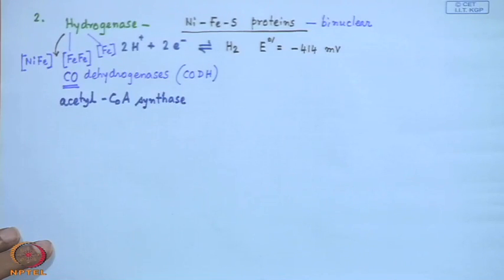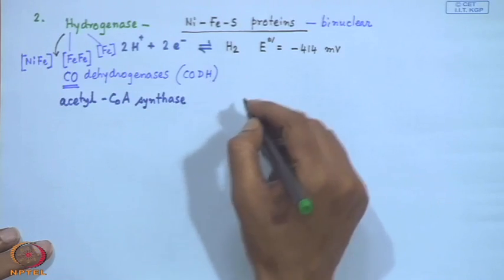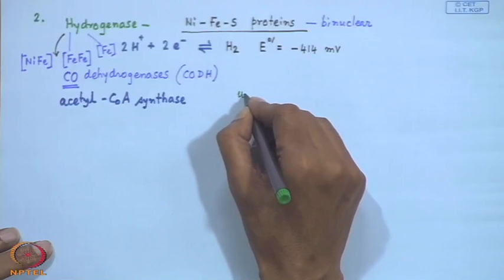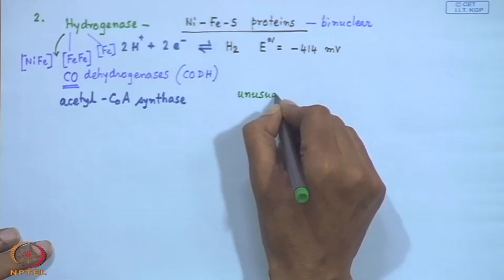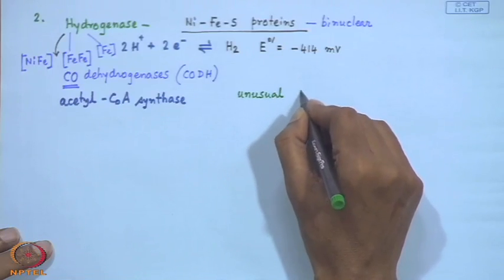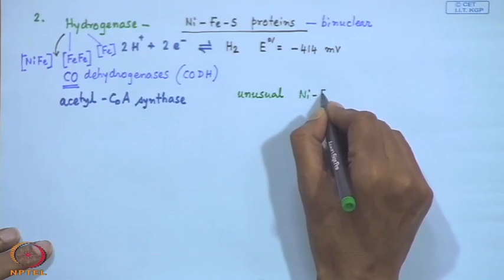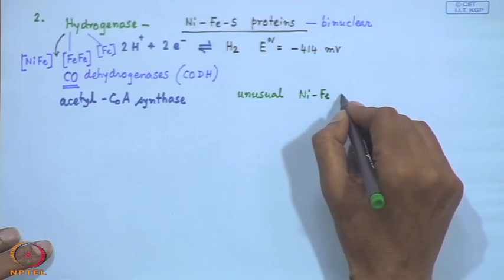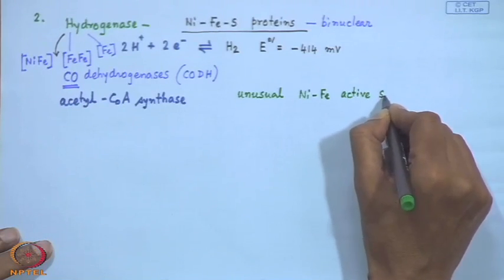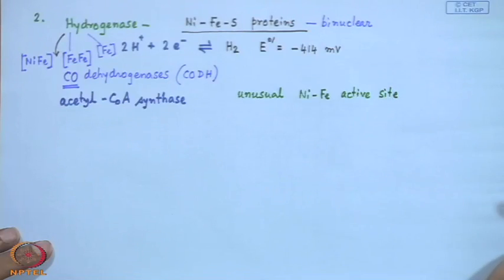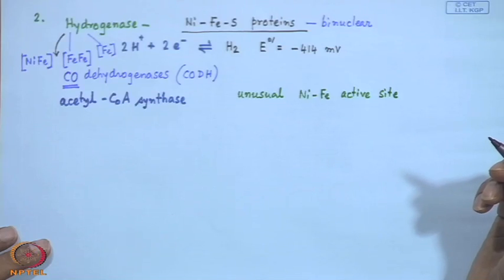So, let us first see about these hydrogenases. So, these hydrogenases are bearing nickel and iron. So, basically it is a very unusual one also. Unusual nickel iron active site. So, both the iron site as well as the nickel site will be responsible for the reaction.